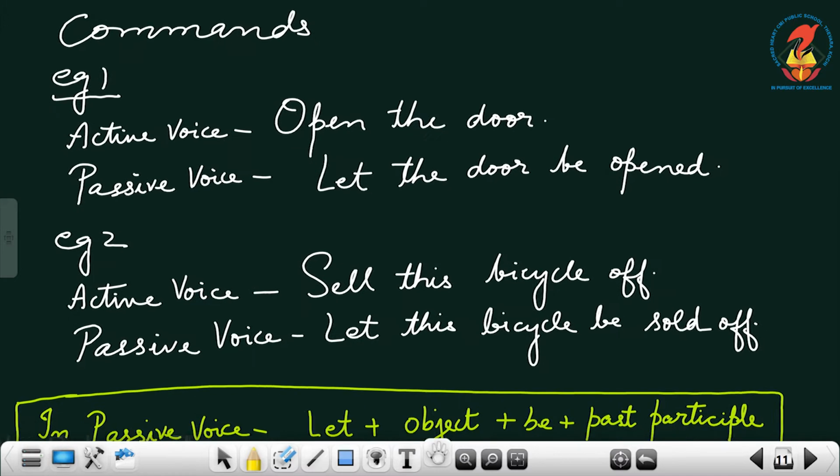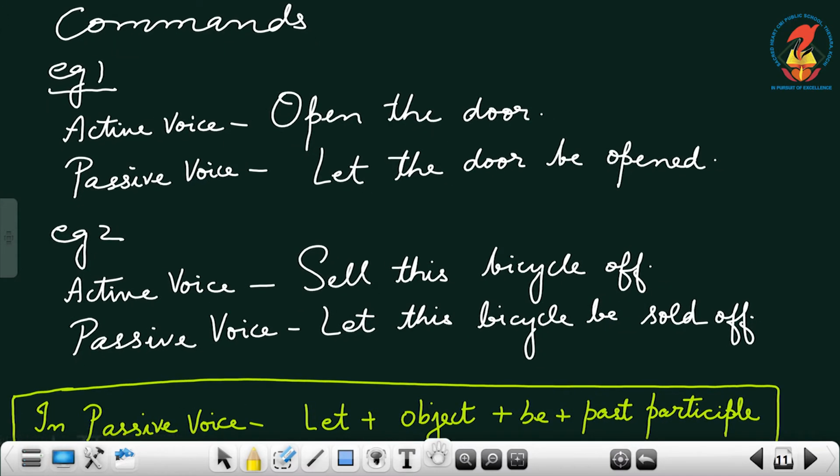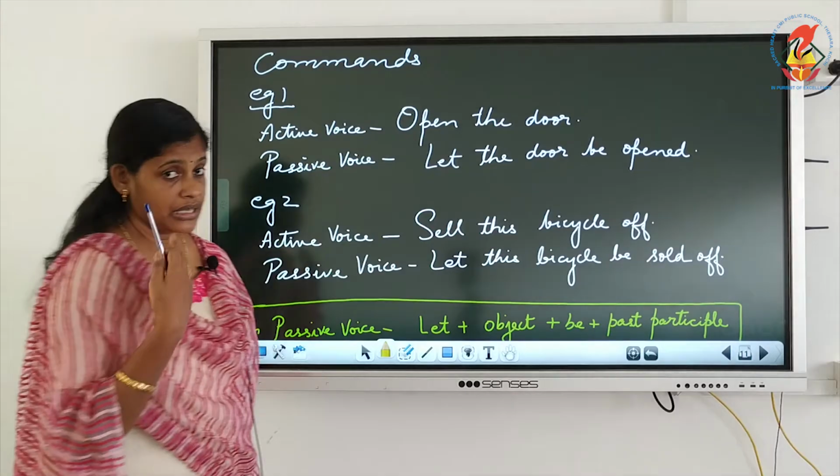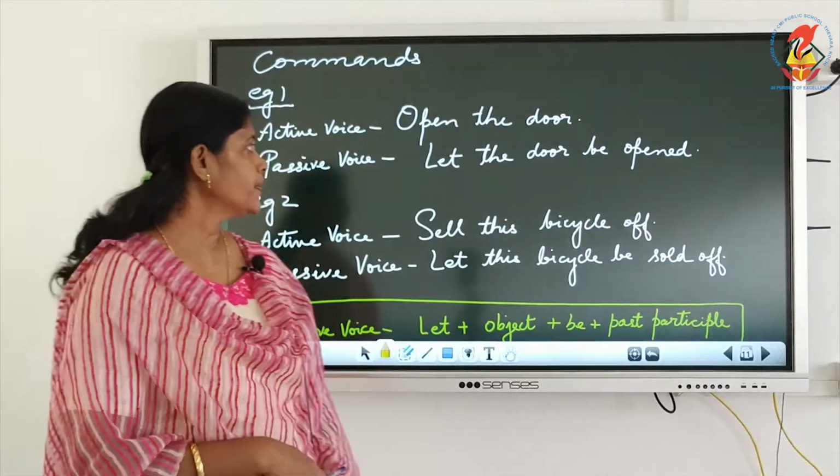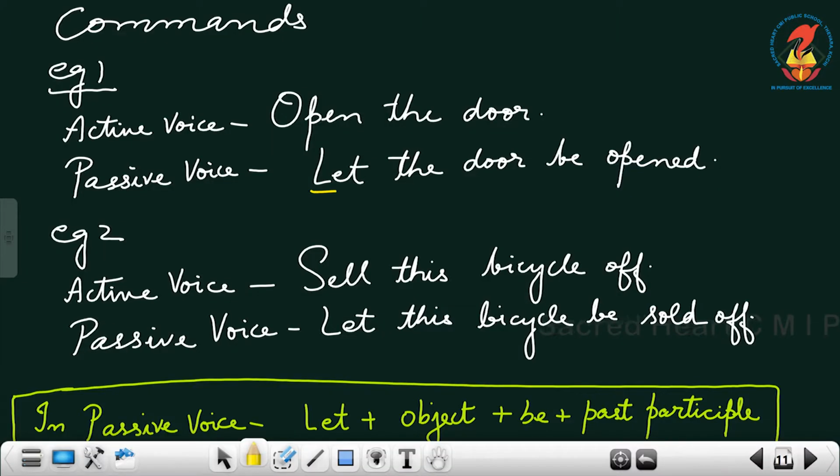When we write sentences and commands, and convert them from active to passive voice, let's see what the rule is. The first example is "Open the door." It's an order, a command, okay? So "Open the door" becomes "Let the door be opened." We have added the word be, and this is the past participle form of the verb.